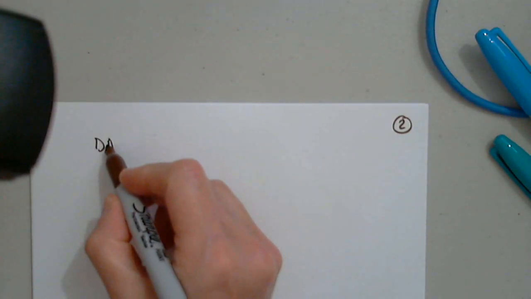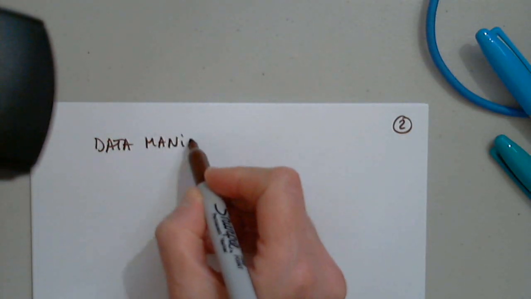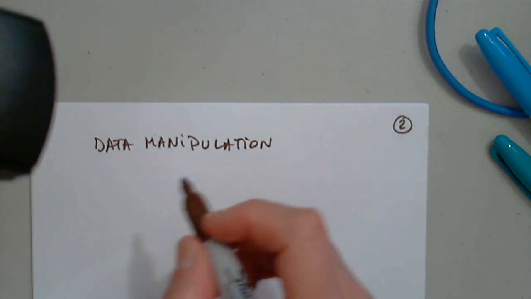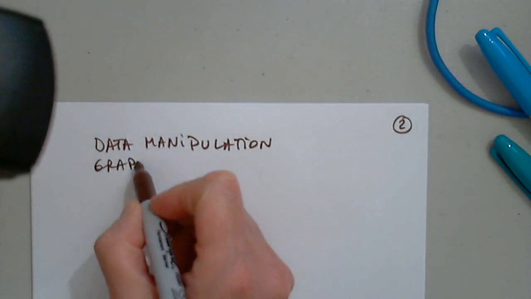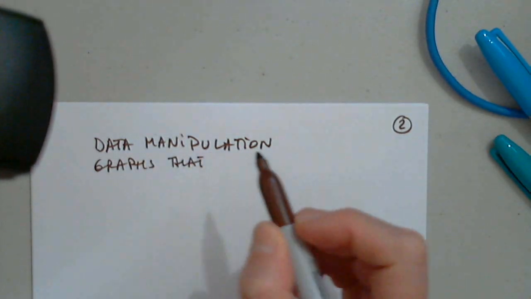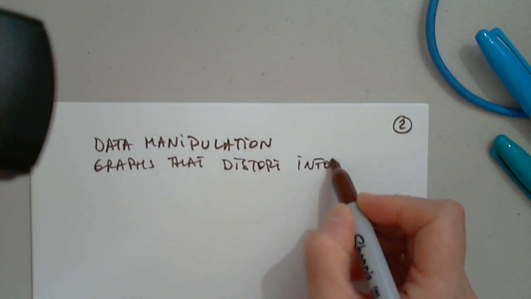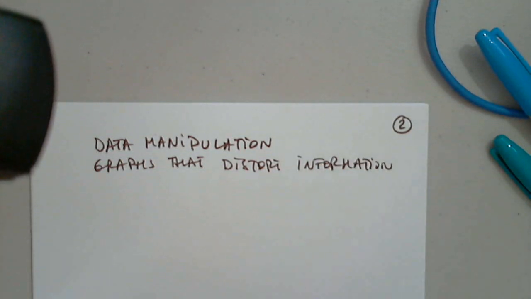Identify which of these methods can be used to... okay, I did not talk about this, so I have to stop for a moment. Stop sharing, and talk about something called data manipulation, graphs that distort information, and so on and so forth.